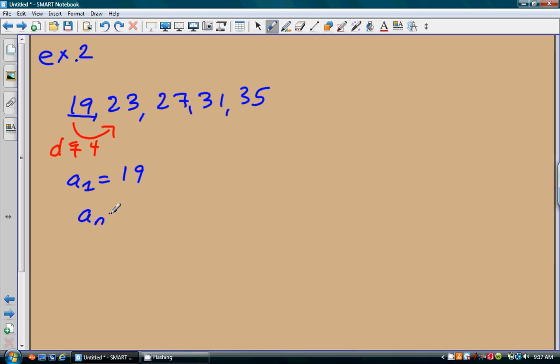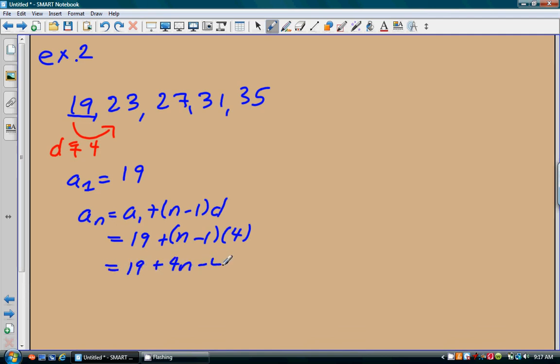And this is if you're following the textbook. And if you need to, write out the formula: 19 plus n minus 1 times 4. At this point, we should be able to distribute the 4, and we get our rule being 15 plus 4n. If you want to write 4n plus 15, it really doesn't matter.